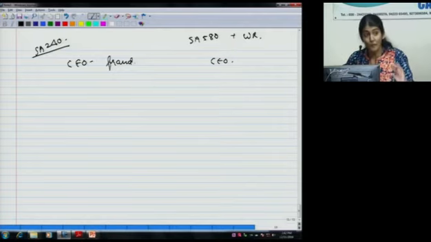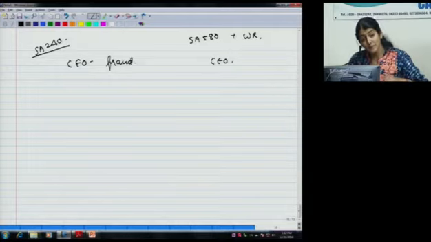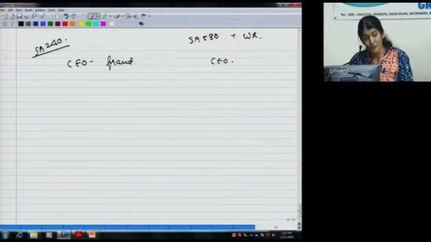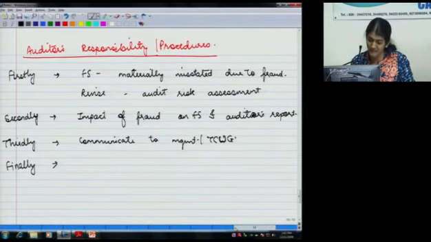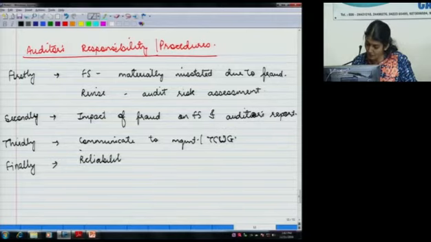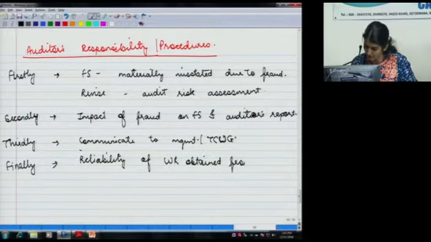So will you also not doubt the reliability of the written representations when there are doubts regarding integrity of management? So don't you think that the implication of fraud also comes on the reliability of written representations? Exactly, that's the final point. The impact of fraud will also come on the reliability of the written representations obtained from the management. Do you understand?